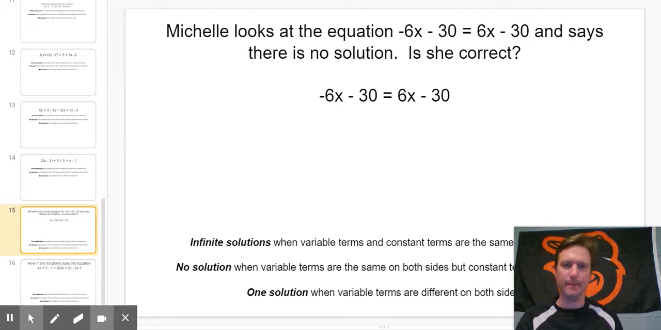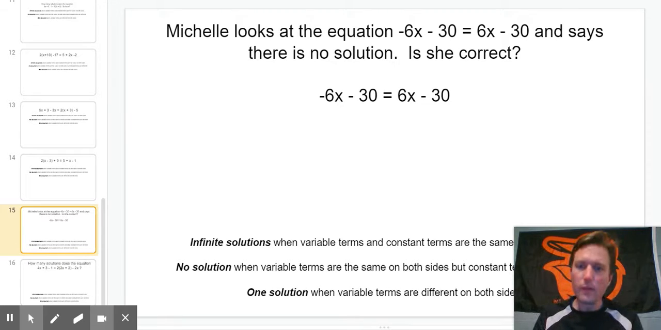Every day I'm calculating. So we have been working on these linear equations that have multiple solutions. Let's check this one out because we have someone named Michelle. She's looking at this equation and says there's no solution. Is she correct? So the equation is negative 6x minus 30 equals 6x minus 30.